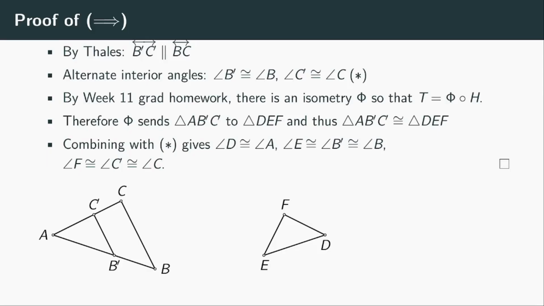By the theorem of Thales, the basic proportionality theorem, this segment C prime B prime is parallel to the segment CB. And that's because the ratios AC prime over AC, that's that constant C, but AB prime over AB is also that same constant C. Now using, I guess technically the converse to the alternate interior angles theorem, this tells me that the angle in B prime is congruent to the angle in B, and the angle in C prime is congruent to the angle in C.